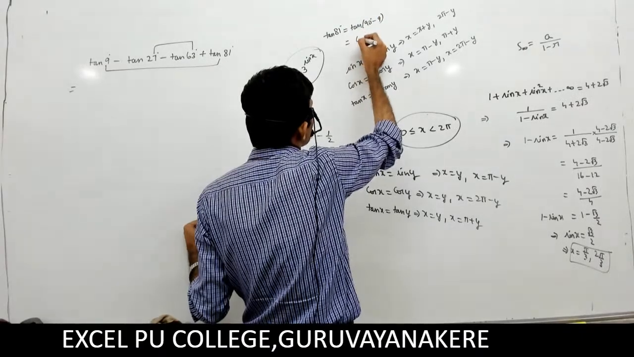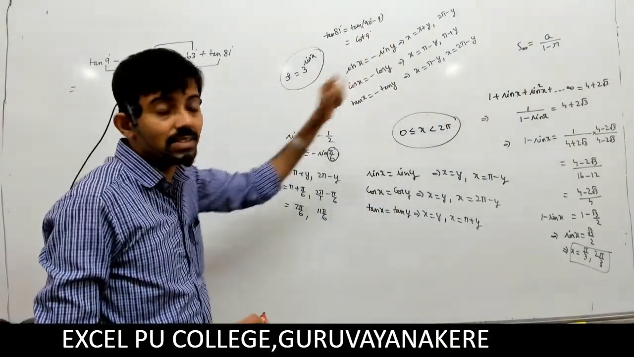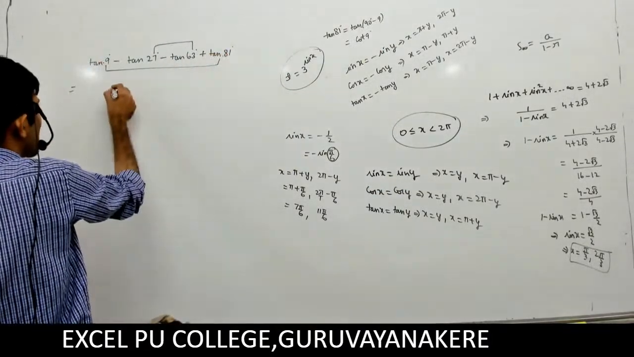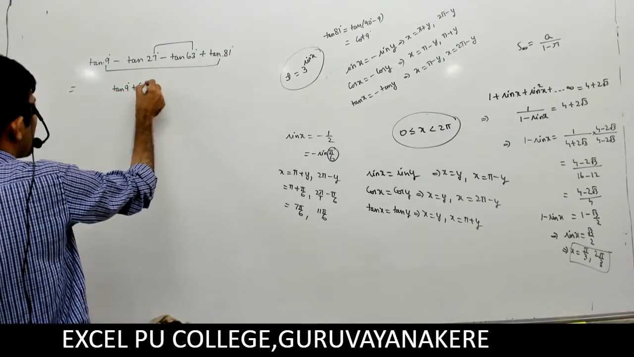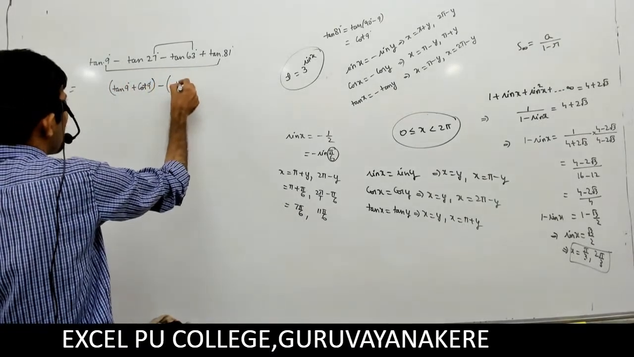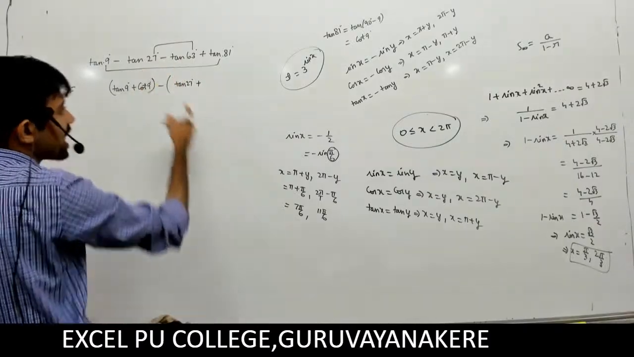Tan of 90 minus theta is cot theta. This is cot 9. So combine the first and last term. We get tan 9 plus cot 9, minus of tan 27 plus, I put minus and common, tan 63. Calculate.